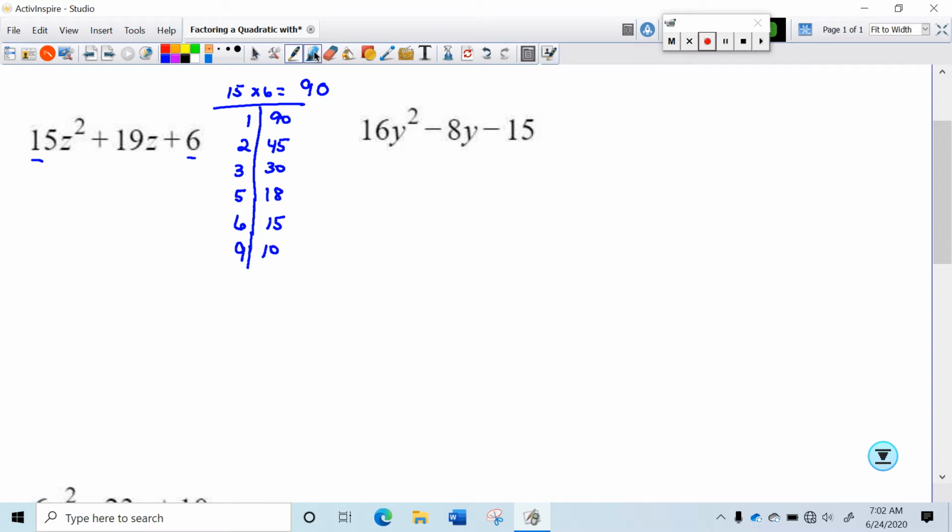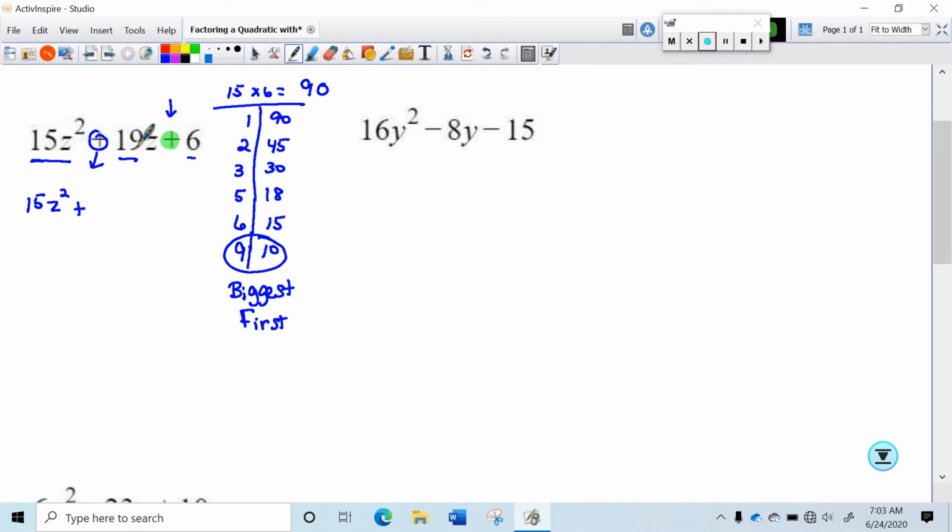Now we want to pay attention to this sign here because it tells us what we're doing. So we want the factors of 90 that when we add them equal 19. So 9 and 10, because when I add 9 plus 10, I get 19. So here we always want to do biggest first, and I'll explain that in a second. So you're going to bring down the first term and the sign after it.